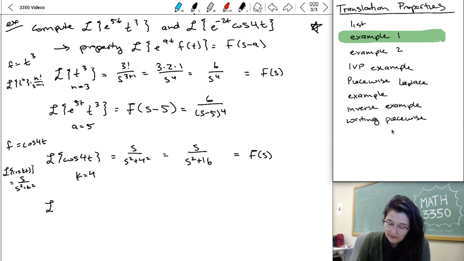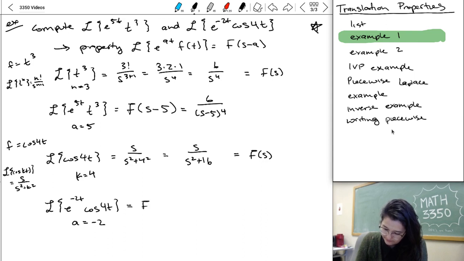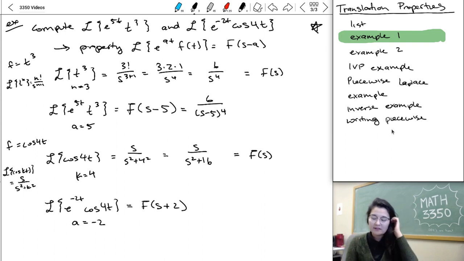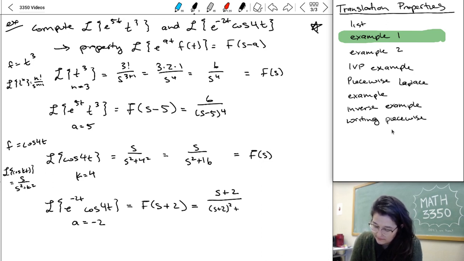Then when we think about trying to compute L of e to the minus 2t cosine 4t, my little f is cosine 4t, my big F is s over s squared plus 16. I need to know my a, which is minus 2. And then I'm going to plug it into F of s minus a, which is F of s minus minus 2, so plus 2. And then everywhere I see s, I'm going to switch it to s plus 2. And that's it.